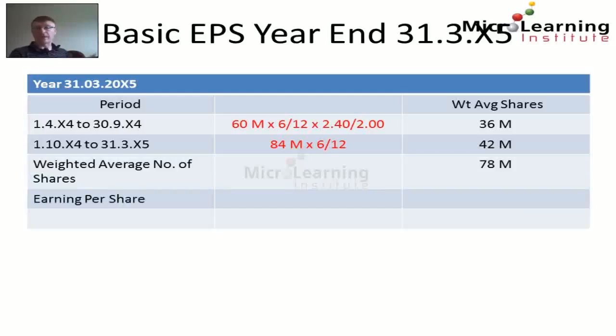Once again, we're told that the earnings for the period are 19.5 million. If our weighted average number of shares is 78 million, then the earnings per share for the year ended 31st of March X5 is 24 cents. Again, we can restate the prior year's earnings per share by multiplying by the reciprocal of the bonus fraction. The prior year's earnings per share is 24 cents, and we multiply by the reciprocal of the bonus fraction, which is 2 divided by 2.4. So our prior year restated to the same basis is 20 cents.